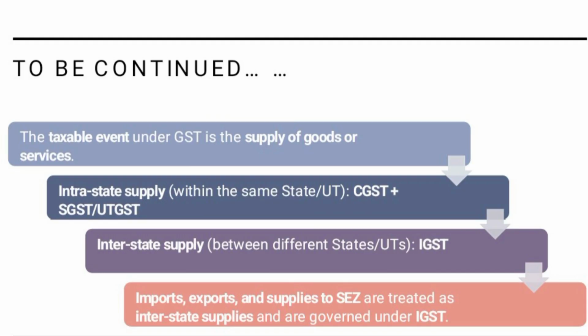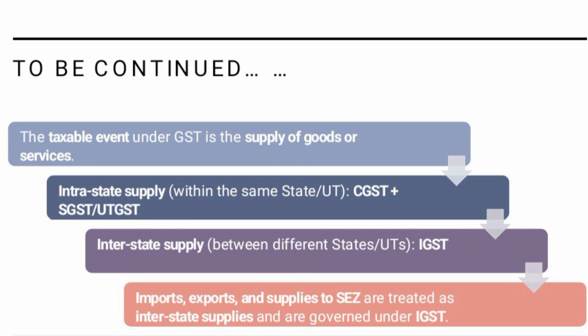Intrastate supply. What is intrastate supply? Intra means within the state, same state or UT. When the transaction is within the same state or UT, for example a transaction happened in Odisha, suppose Bhubaneswar and Cuttack, the transaction is within the state, so it's intrastate. In case of intrastate, CGST plus SGST or UTGST arises.